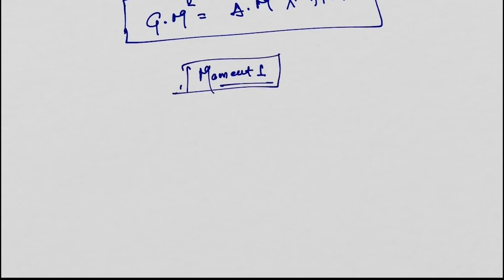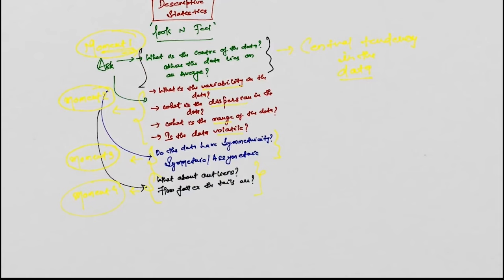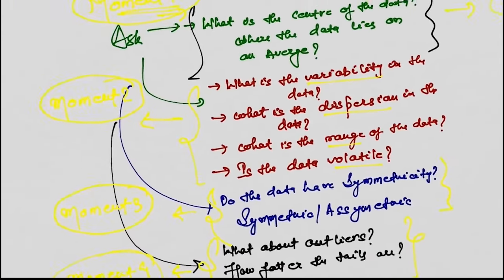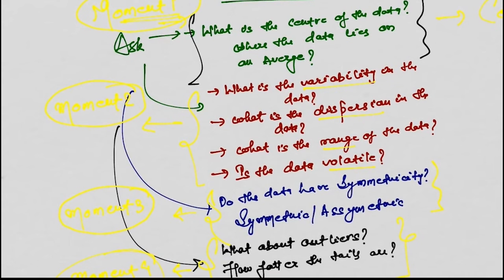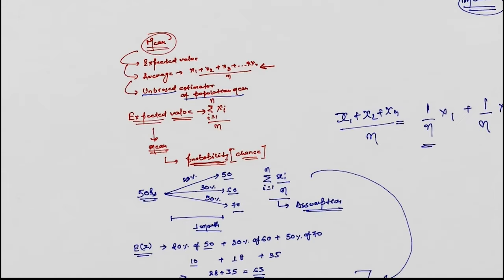And we'll enter into the discussion of moment two. If you remember, what were the different questions we were asking in moment two? So this was moment two, right? It was, what is the variability in the data? What is the dispersion in the data? Variability, dispersion. What is the range of the data? Is the data volatile? As if they're asking about the dispersion in the data, the variability in the data. Data mein phailav kitna hai, right? So moment two is all about dispersion, phailav, variability in the data.